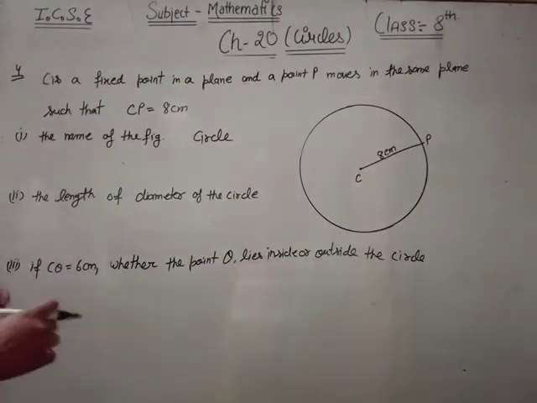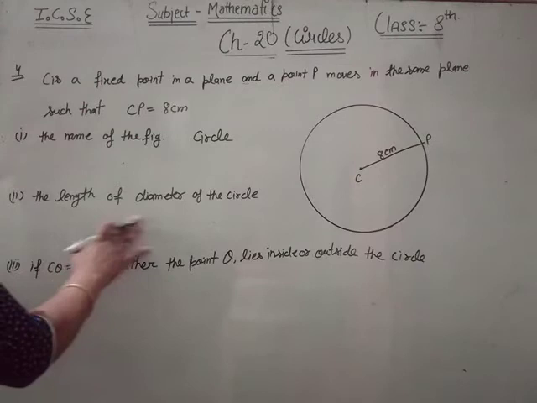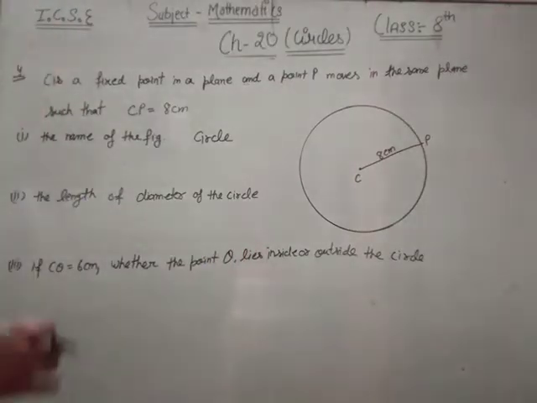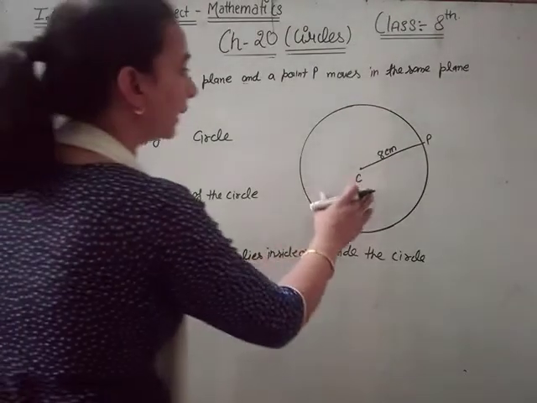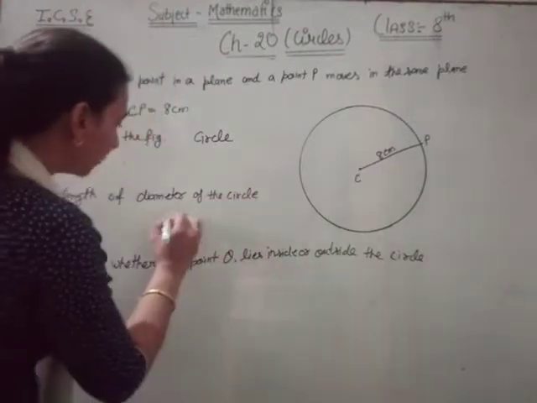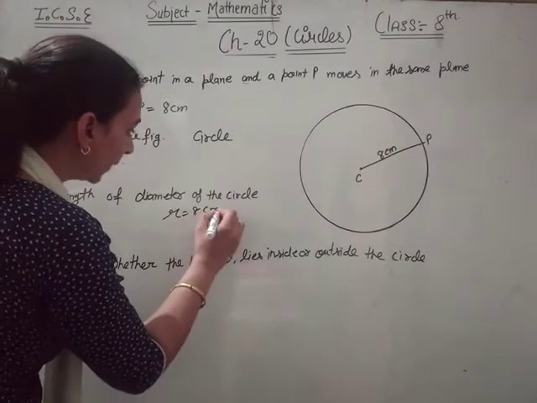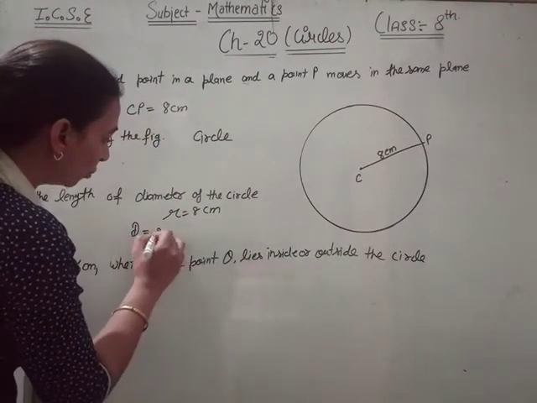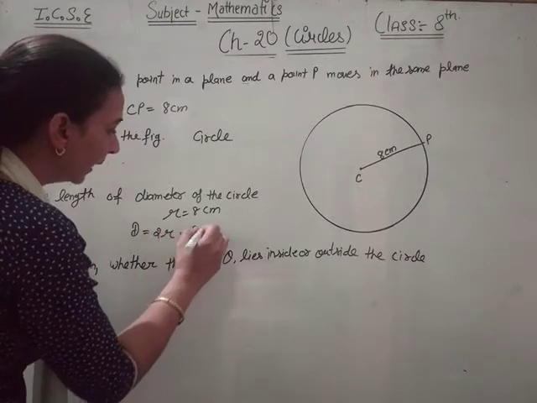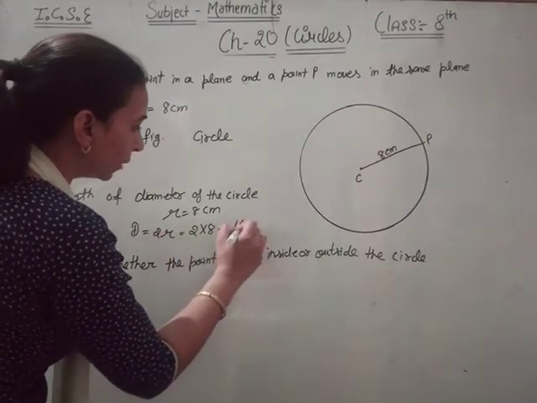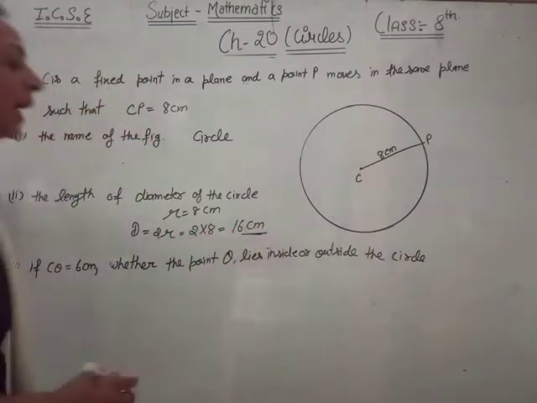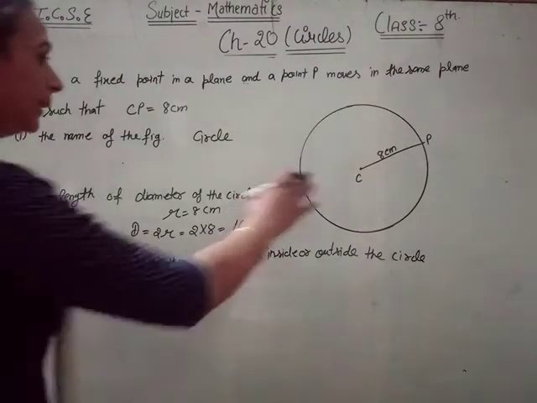Okay. Next is the length of the diameter of the circle. Student, what is the diameter of this circle? The radius is equal to 8 cm. Then diameter equals 2 times the radius, that is 2 multiplied by 8, which equals 16 centimeters. Okay, the diameter of the circle is 16 centimeters.